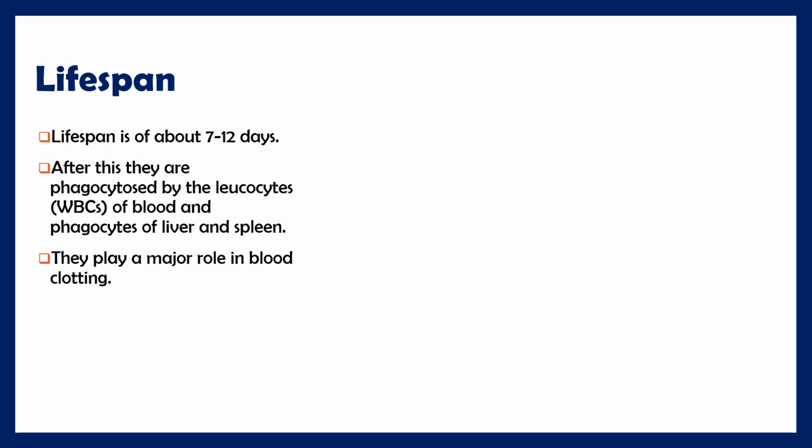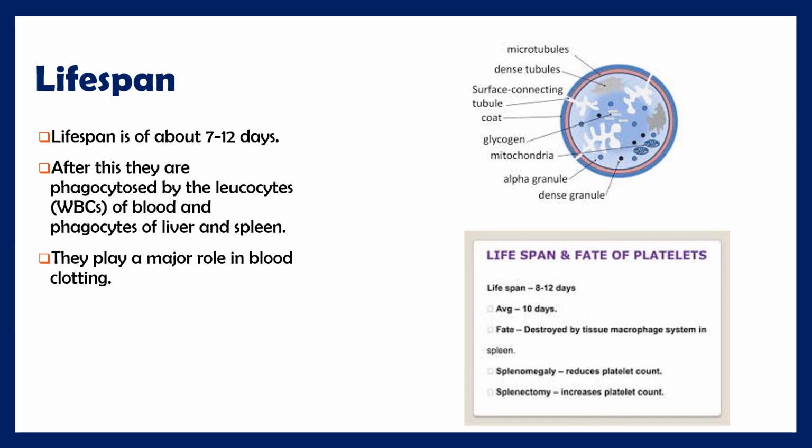Now let's just discuss the lifespan of platelets. So the lifespan of platelets is about 7 to 12 days. After this, these platelets are phagocytosed, that means eaten up by the leukocytes or WBCs of blood, and also by the phagocytes of liver and spleen. These platelets play an important role in blood coagulation or blood clotting.